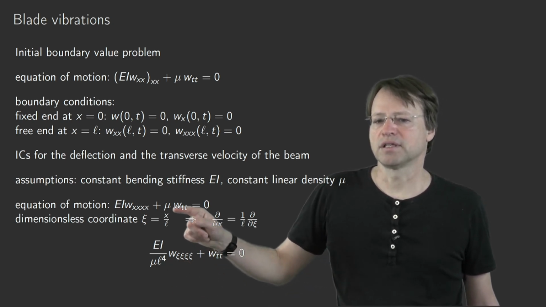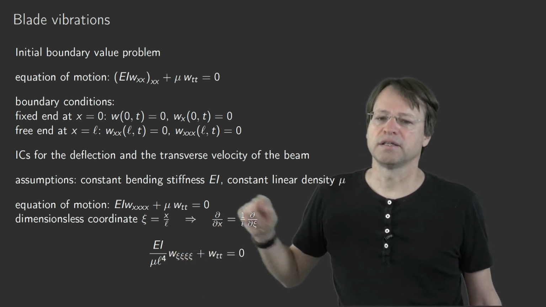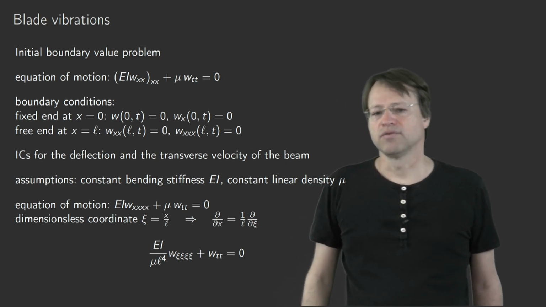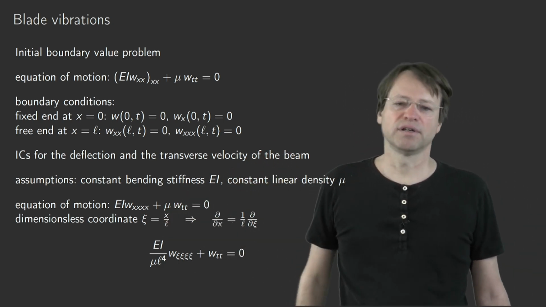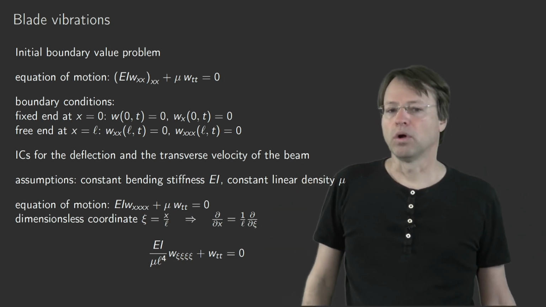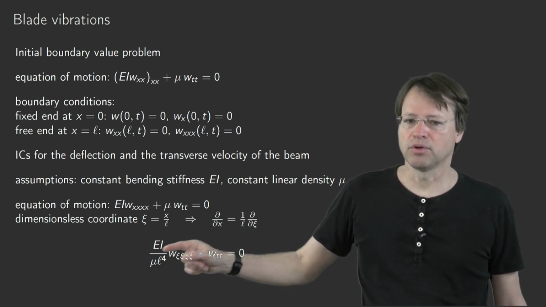And then we can at the same time divide by mu, so that we get one constant, and that would be EI divided by mu L to the fourth power. So we can be sure that this will be the important constant. So for example, also for the natural frequencies, this will be the important constant.